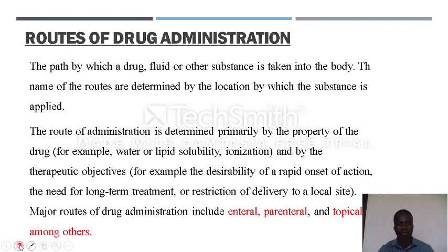Route of drug administration: the path by which a drug, fluid, or other substance is taken into the body.